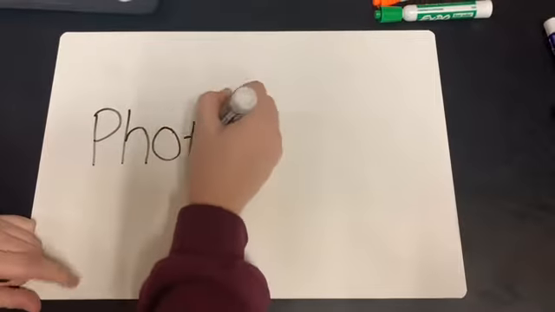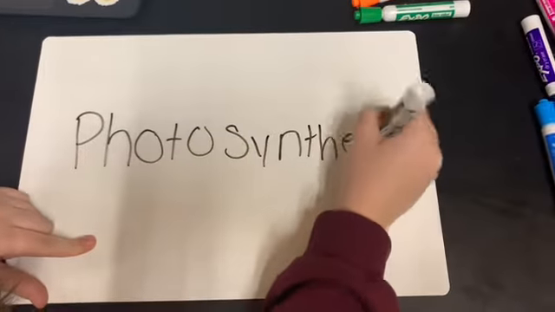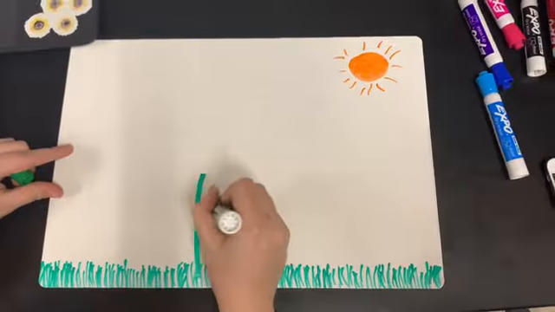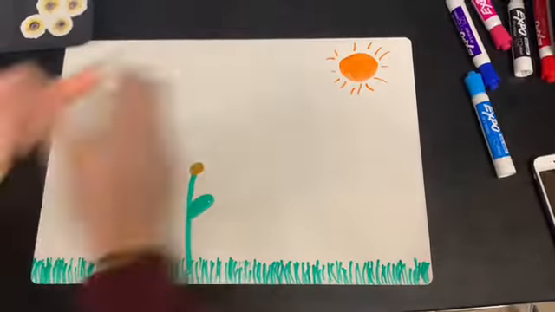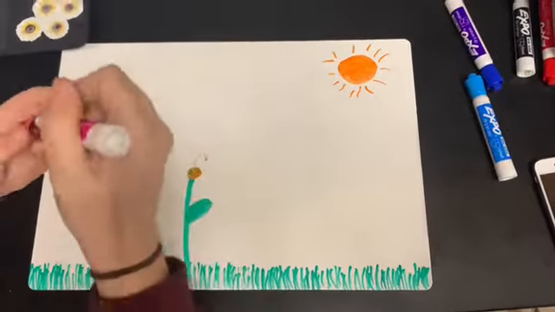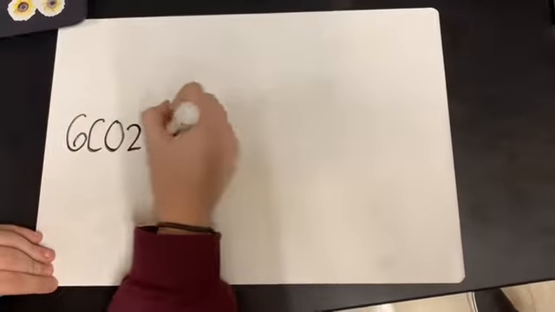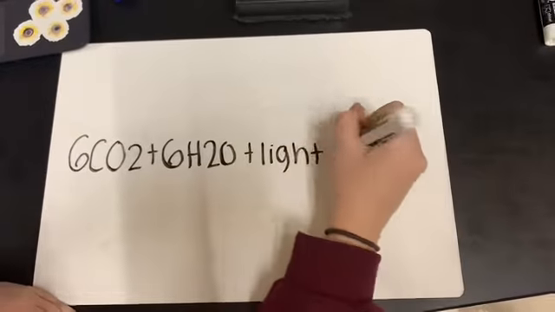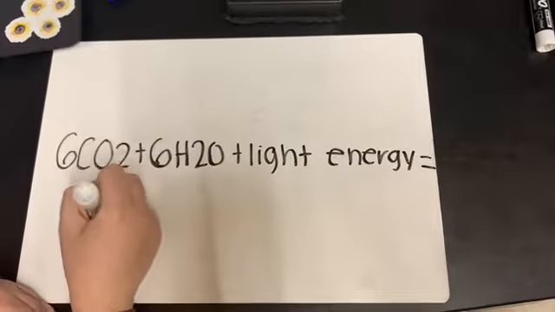You may not know this, but there's actually a formula that represents the process of photosynthesis. The formula states that the combination of carbon dioxide, water, and light energy produces a carbohydrate, specifically glucose and oxygen. The chemical formula is 6CO2 plus 6H2O plus light energy equals C6H12O6 plus 6O2.